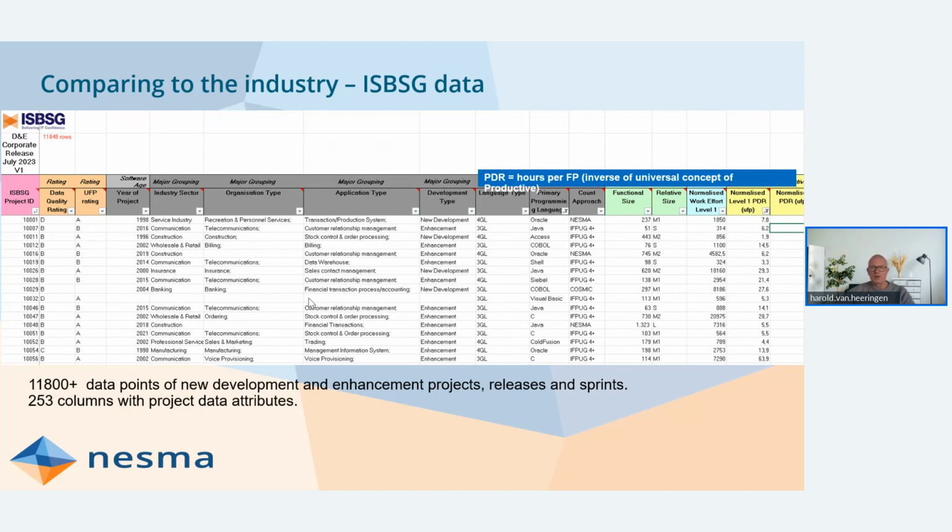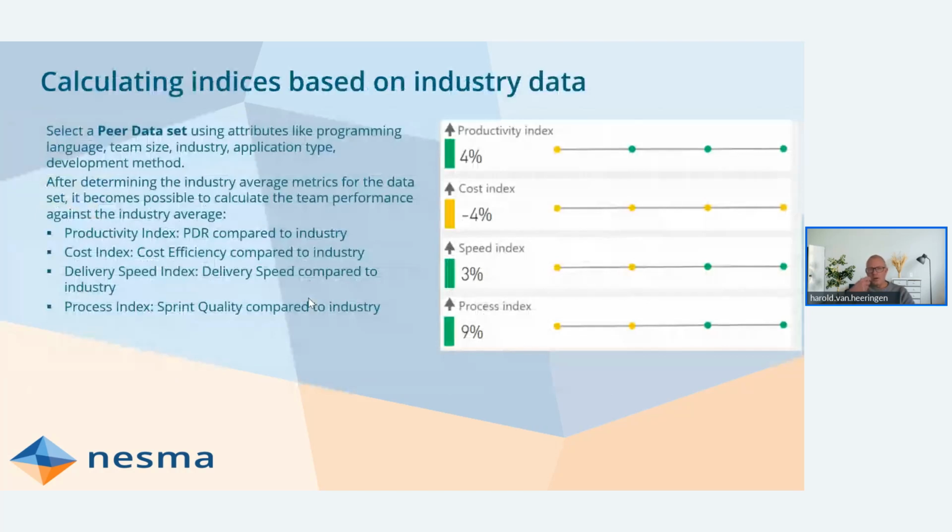productivity in the market. And if you know that, you can calculate the performance of your team against that peer. For instance, if your PDR is 4% better than your peer, then your productivity index will be 4%. If your cost is 4% higher than your peer, your cost index is 4% lower than market average. So here you can see that compared to the industry, compared to the data, you can actually understand how your team is performing and if it's good or bad.